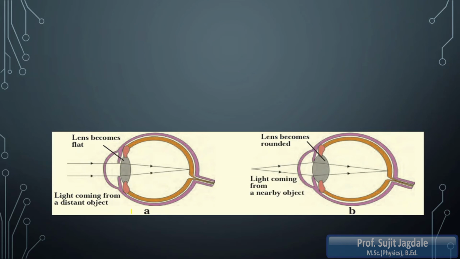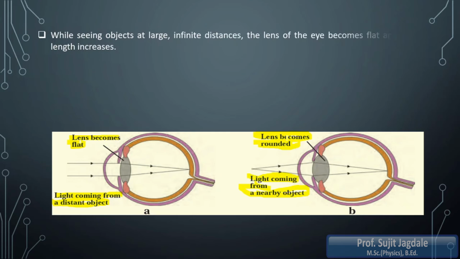So here you can see the function of that crystalline lens. Here it is shown when the lens becomes flat. When light is coming from a distant object, that means it is present at a very large distance, in that case the lens becomes flat. And when the object is very close to the eye, the lens becomes rounded. That means it will bulge. So in this way it has the ability to flatten or to round.